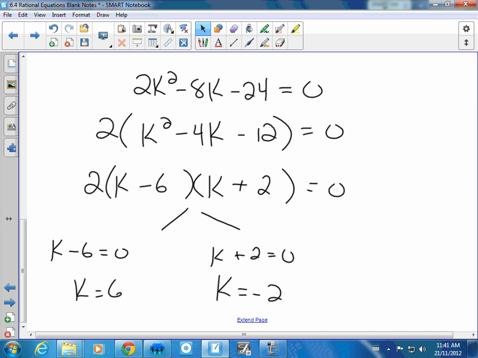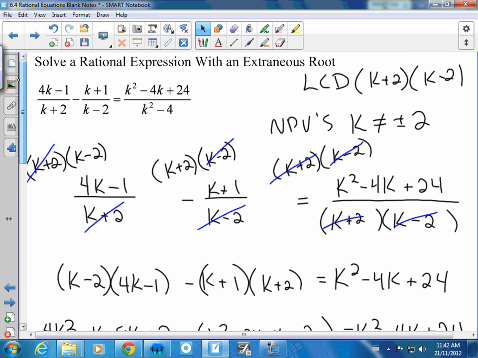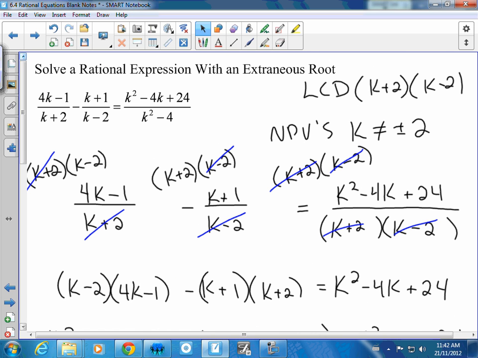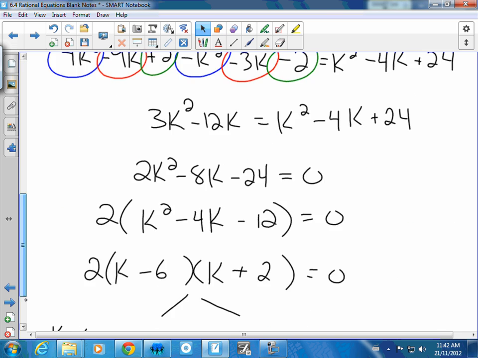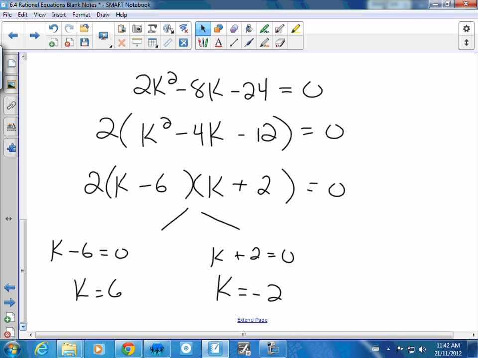Which one of those is an NPV? The 2. No, the negative 2. Okay, now, guys, look. I'll scroll this back down a sec. Look at the top here. We found out a long time ago that our NPV, K, cannot equal either positive or negative 2. So this thing at the bottom there where it says K equals negative 2, what is that?